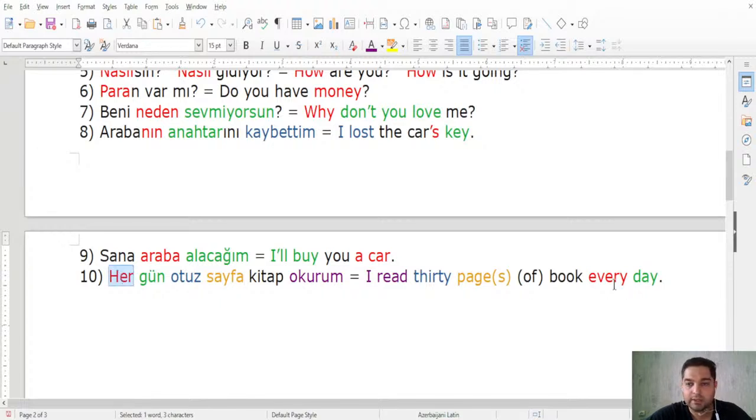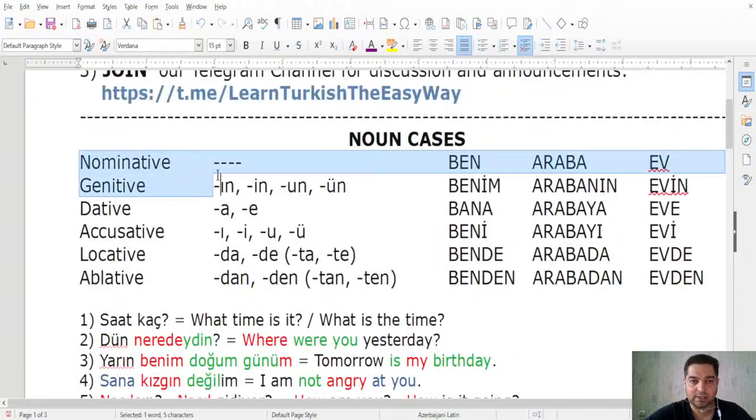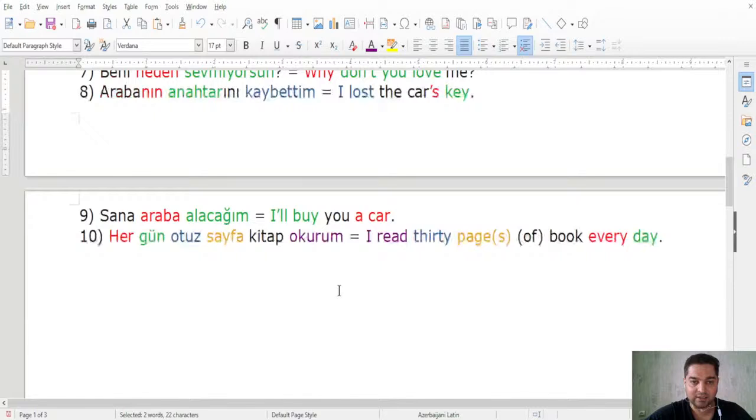Her gün, every day; her is every, gün is day; 30 sayfa, pages; kitap okurum, I read books. That's a long sentence but a very simple actual sentence. By the way, there is no special case here. Kitap is in the nominative case, it doesn't have any ending. Sayfa is also in the nominative case, no ending. It doesn't get an ending. So there are no other cases involved, and okurum is the present tense.